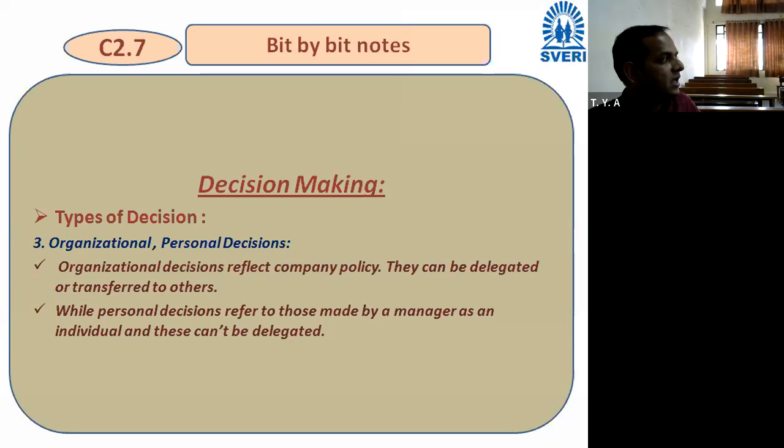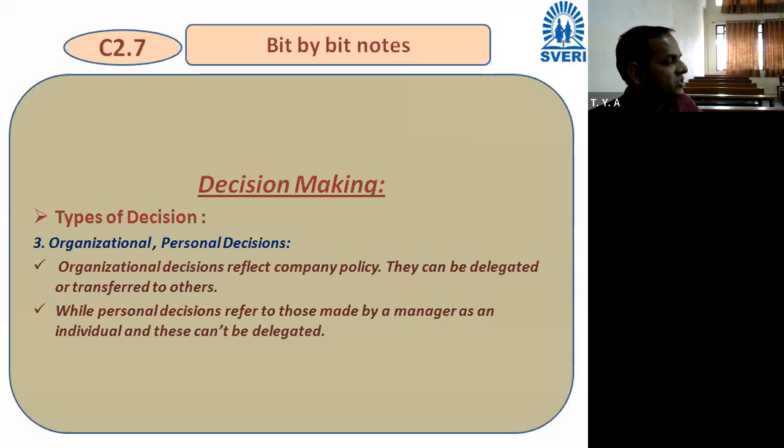The owner has decided, like, I should give a bonus to my employees, right? So people will work on it, no? The owner does not need to give it himself. So he will say to his managers, you give the bonus to these employees. Meaning he delegated the authority. Such organizational decisions can be delegated.